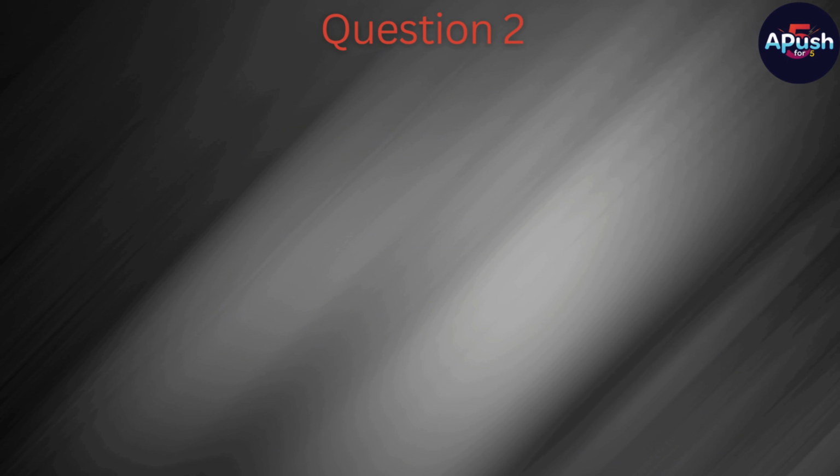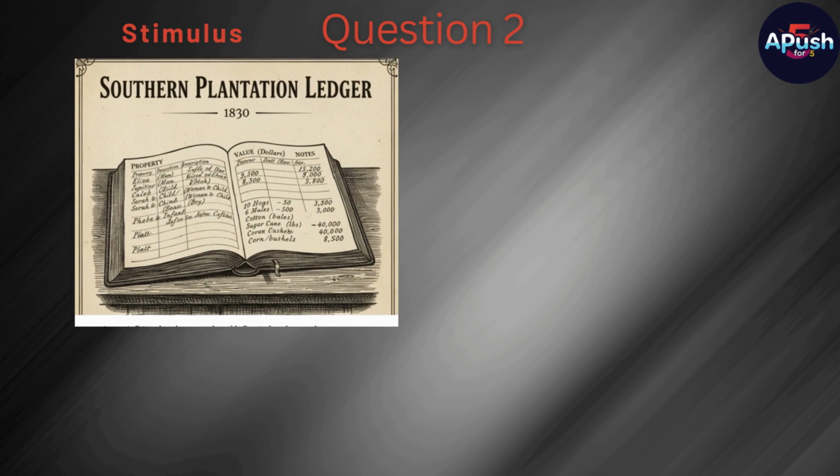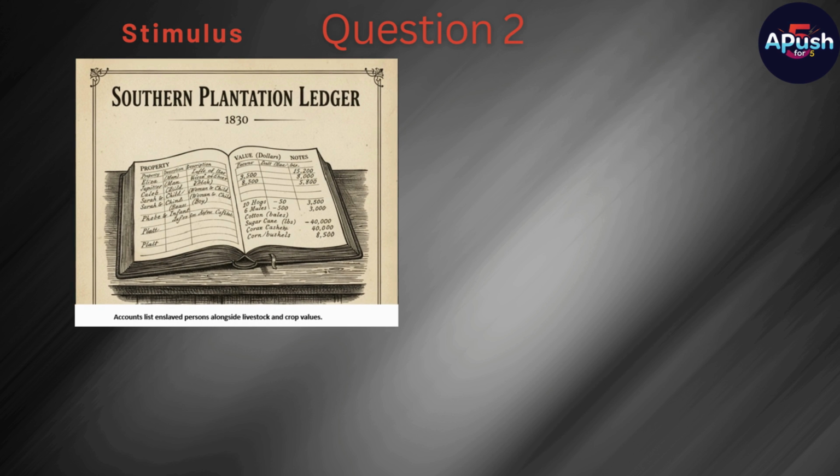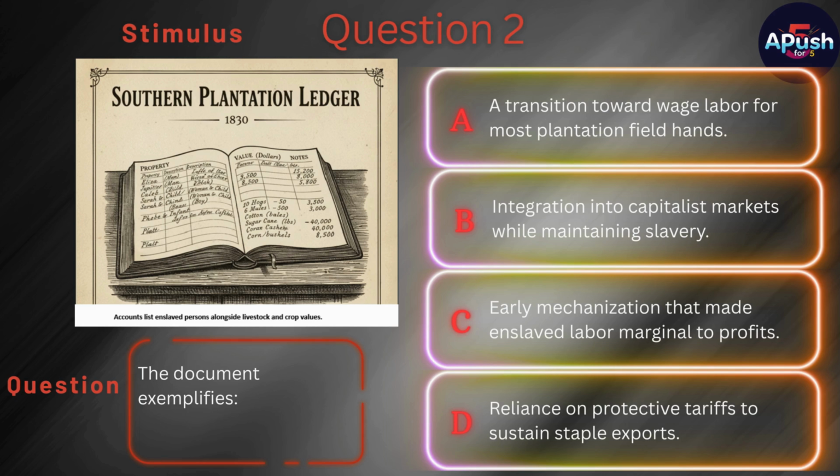Question 2. Stimulus. Southern Plantation Ledger, 1830. Accounts list enslaved persons alongside livestock and crop values. Question. The document exemplifies: A. A transition toward wage labor for most plantation field hands. B. Integration into capitalist markets while maintaining slavery. C. Early mechanization that made enslaved labor marginal to profits. D. Reliance on protective tariffs to sustain staple exports.